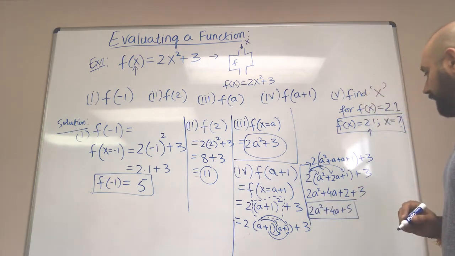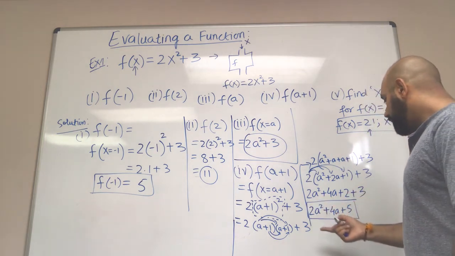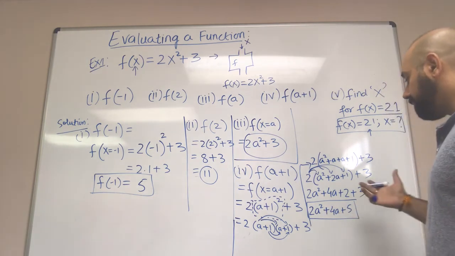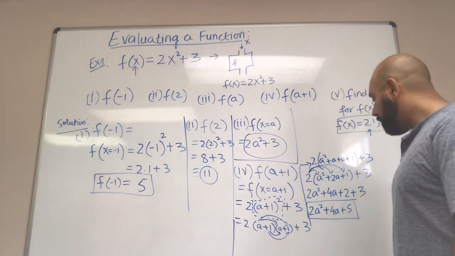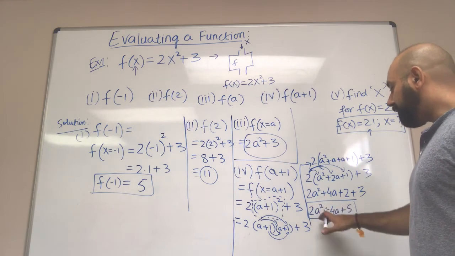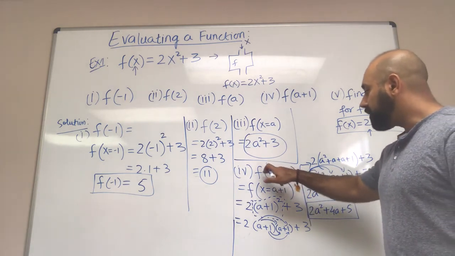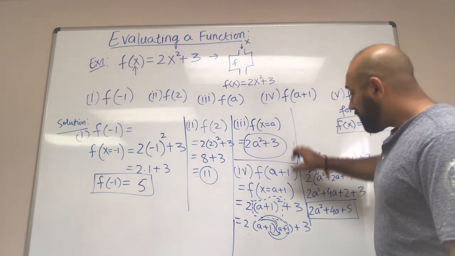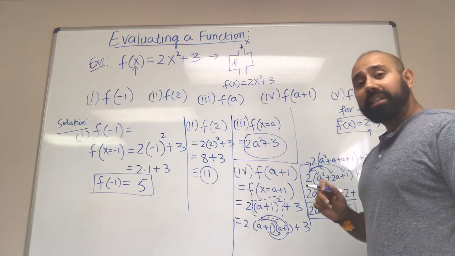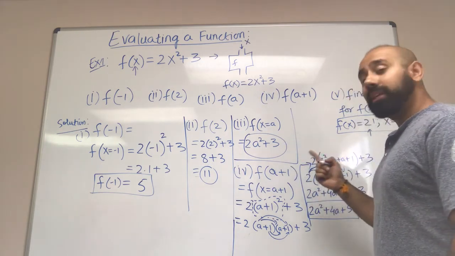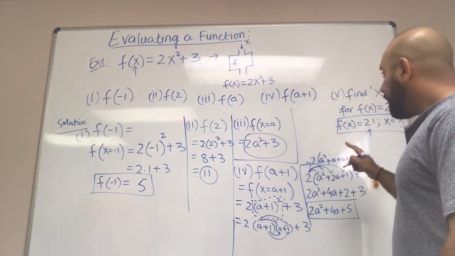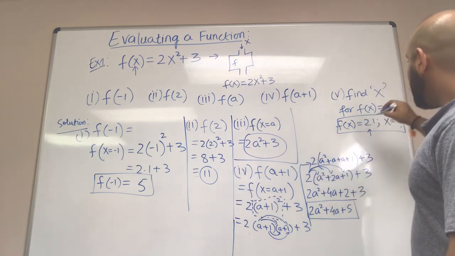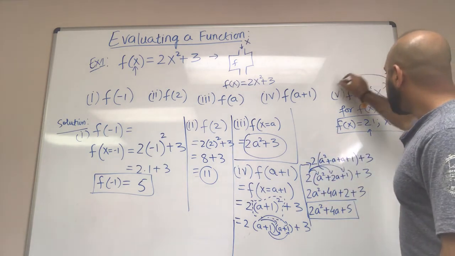Can we go any further than that? They're all different. This is a squared, this is only a, this is a constant. There's no like terms, there's nothing further we can do with this. So this is the simplified form to evaluate the function at a plus 1. Guys, these two are key things that one needs for pre-calc and also for calculus, okay? So that is 4. And let us then talk about this last one.